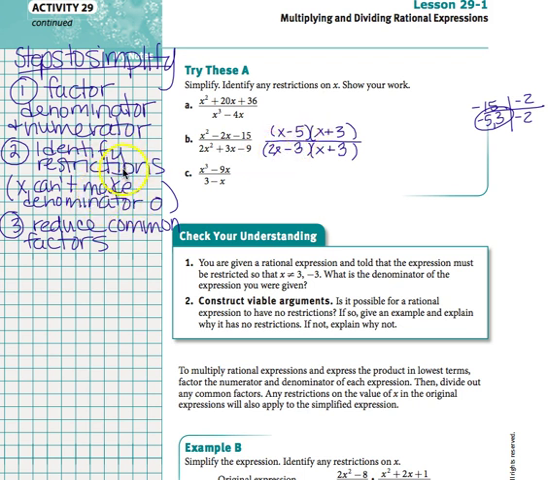Step 2 is to identify our restrictions. So basically we need to identify what's going to make our denominator 0. In order to do that, we just have to see what would make these factors in the denominator equal to 0. So if 2x minus 3 equals 0, that would be bad. So add 3 here.